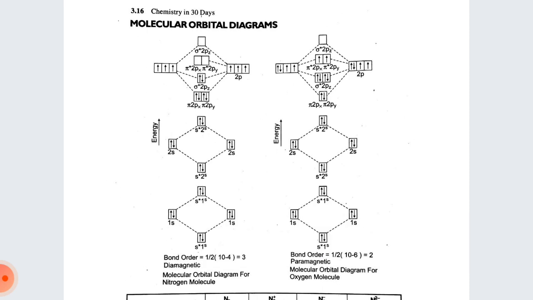Molecular orbital diagram for the nitrogen molecule: bond order is half of 10 minus 4, which is 3, diamagnetic. Molecular orbital diagram for the oxygen molecule: bond order is half of 10 minus 6, equal to 2, paramagnetic.